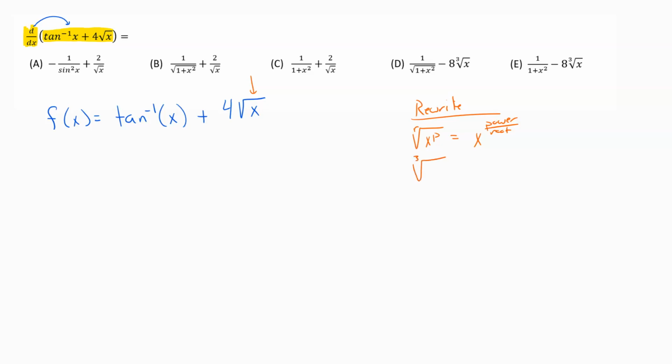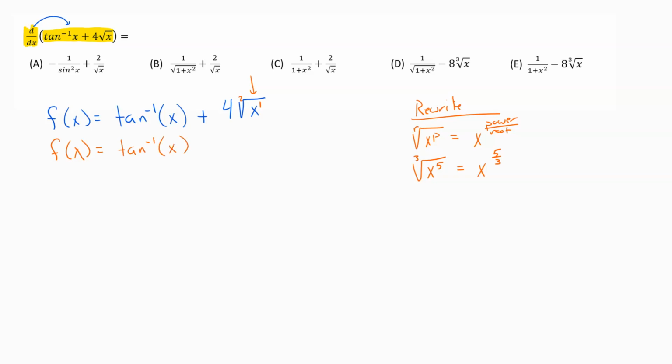So if I had something like the cube root of x to the 5th, I would rewrite that as x to the power of 5 over the root of 3. On this square root here, I've got conveniently an unwritten 1 for the power and an unwritten 2 for the root. So first and foremost, before I take a derivative at all, I just do the rewrite.